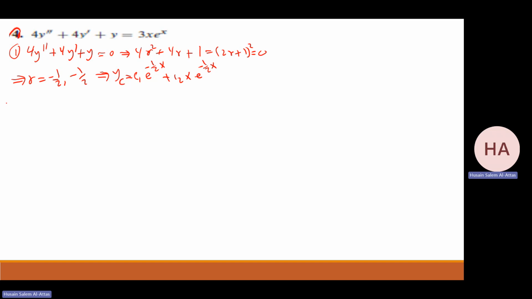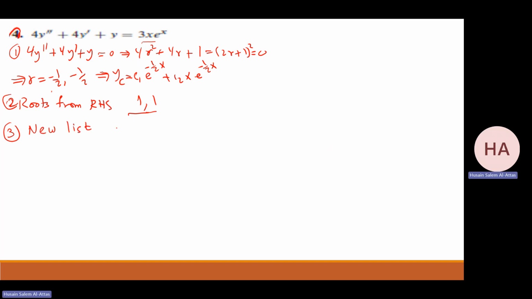The roots from the right hand side. That means what? I need one, one, since I have x times e to the power x. If I go backward to the differential equation, I have the root one and it's repeated two times. This is step two. Step three, I have a new list now. By the way, there is no intersection, no duplication.